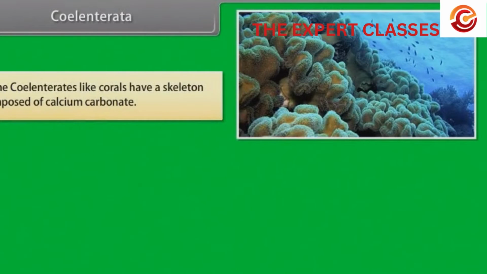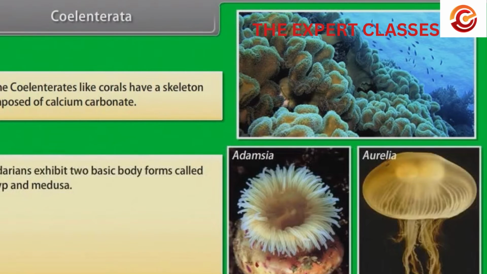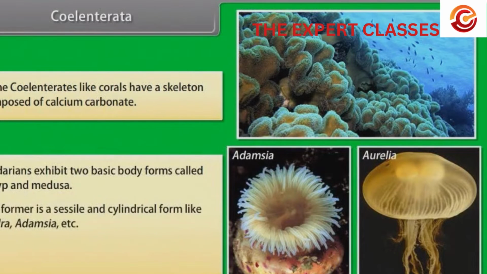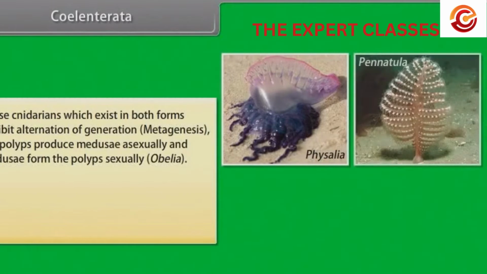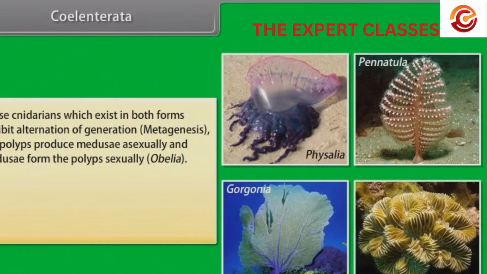Some coelenterates, like corals, have a skeleton composed of calcium carbonate. Cnidarians exhibit 2 basic body forms called polyp and medusa. The former is a sessile and cylindrical form like Hydra, Adamsia, etc., whereas the latter is umbrella-shaped and free-swimming like Aurelia or jellyfish. Those cnidarians which exist in both forms exhibit alternation of generation, that is, metagenesis: polyps produce medusae asexually and medusae form the polyps sexually. For example, Obelia.